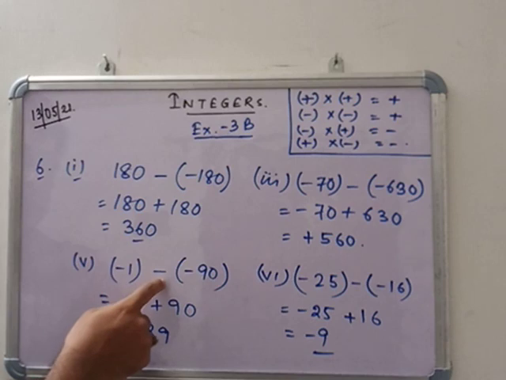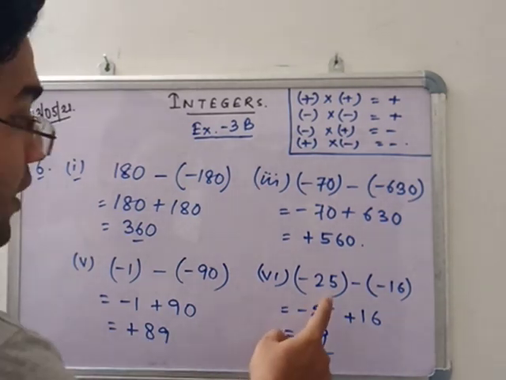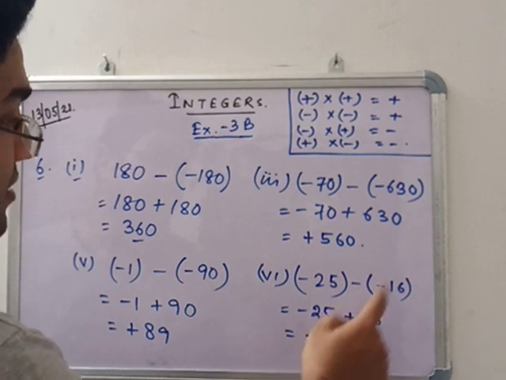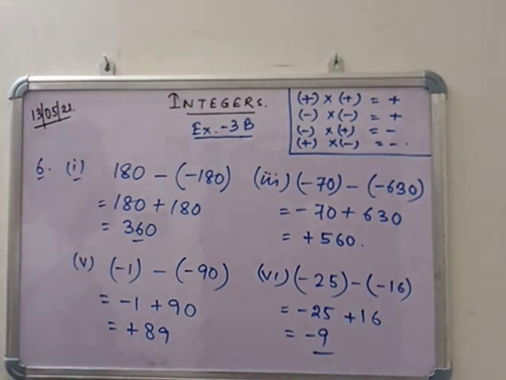Next one, minus 90 from minus 1. So minus 1 minus minus 90 means minus 1 plus 90, that means 89. And the last one, number 6, minus 16 from minus 25. So that means minus 25 minus minus 16, that means minus 25 plus 16, that means minus 9. Note it down, all of you.